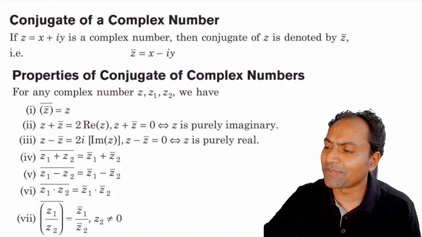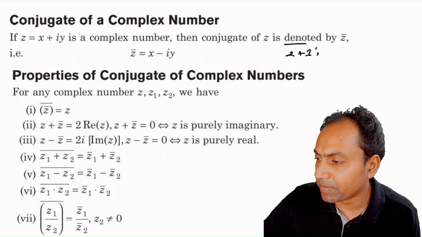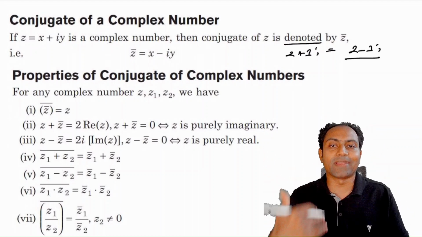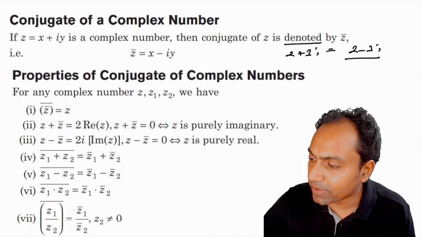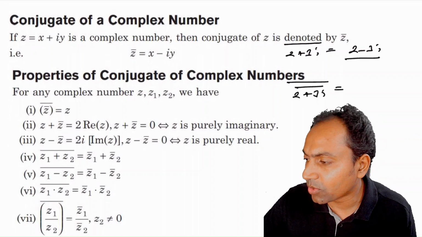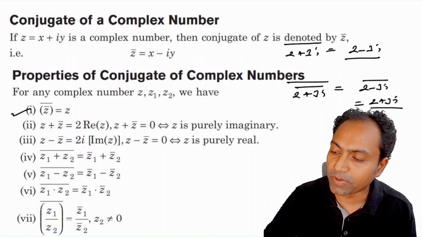So conjugate is a very simple idea. If we have 2 plus 3i, its conjugate will be represented by a bar, and that would mean 2 minus 3i. In terms of geometry, this means a reflection over the real axis. Now if you look into the properties, if I take conjugate one more time, you can see that I will get my original number, that is 2 plus 3i, and this is my first property.